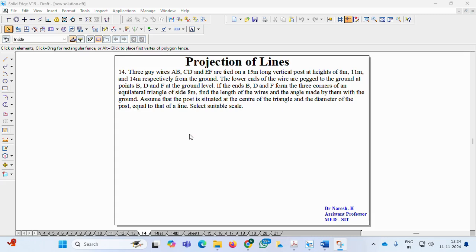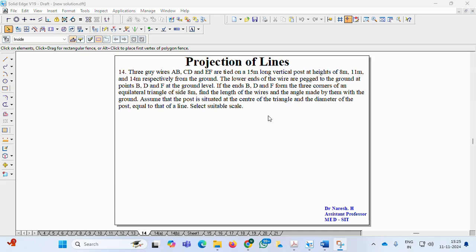The lower ends of the wire are pegged to the ground at points B, D and F at the ground level. If the ends B, D and F form the three corners of an equilateral triangle of side 8 meter, find the length of the wires and the angle made by them with the ground. Assume that the post is situated at the center of the triangle and the diameter of the post equal to that of a line. Select suitable scale.